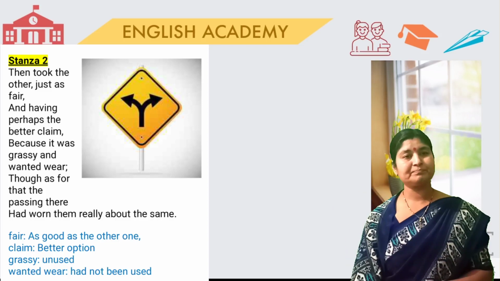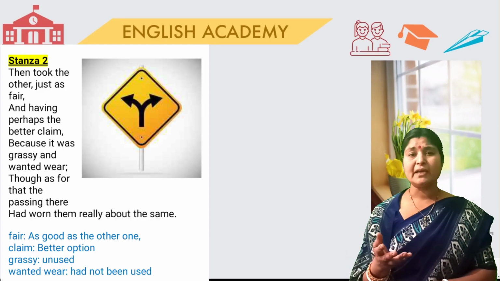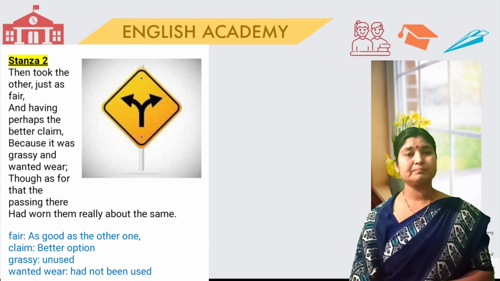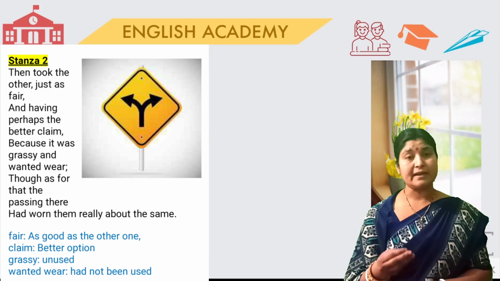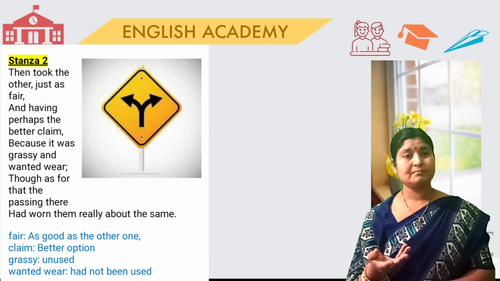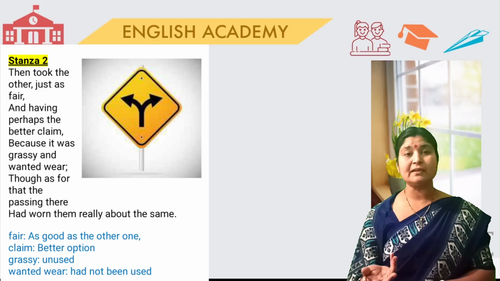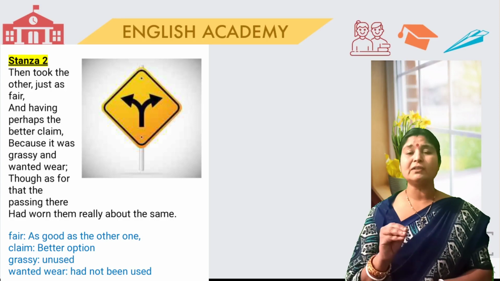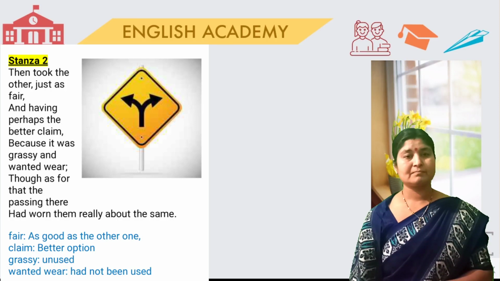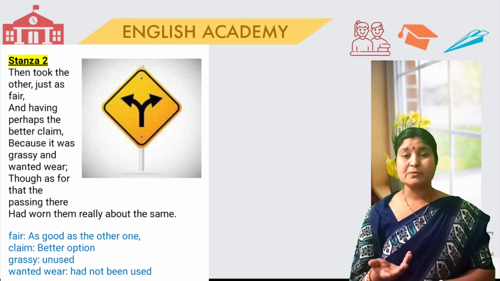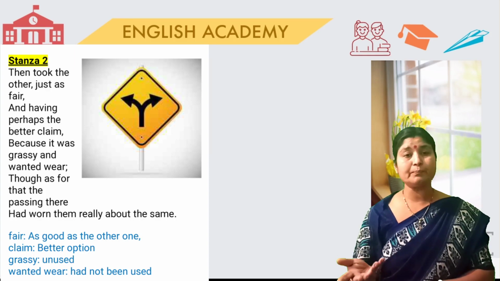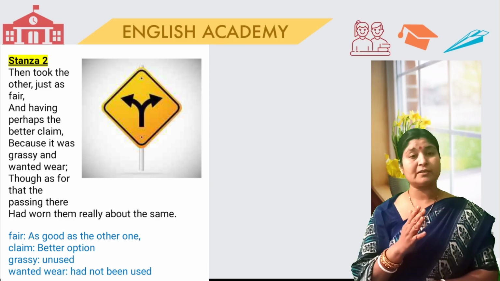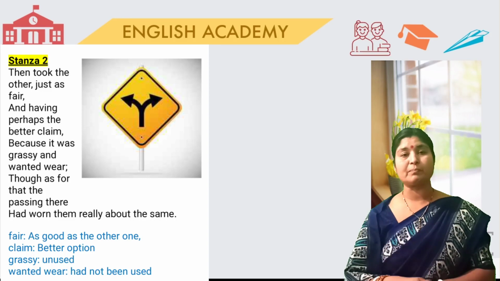He adds that maybe he felt that the path was better for him. So he chooses it as it had grass on it, which means that it was unused. Not many people had walked on this path. That is why this path was grassy and wanted wear. It means it was not walked over by many people.